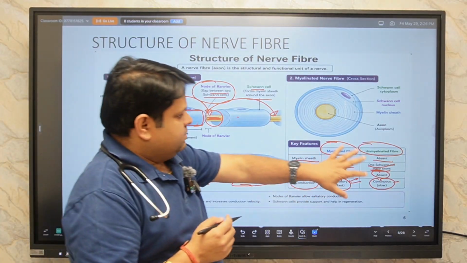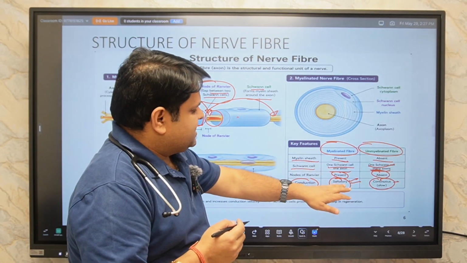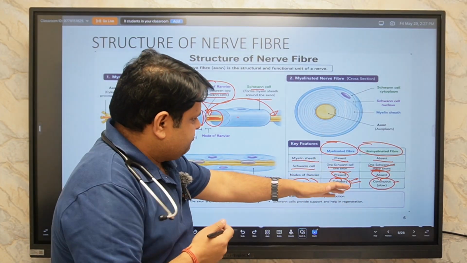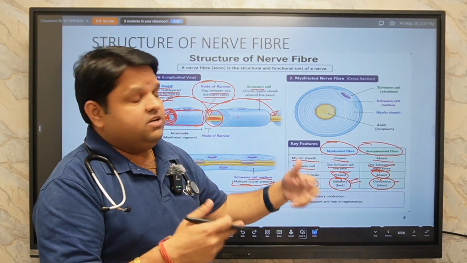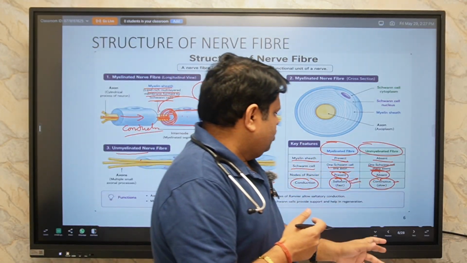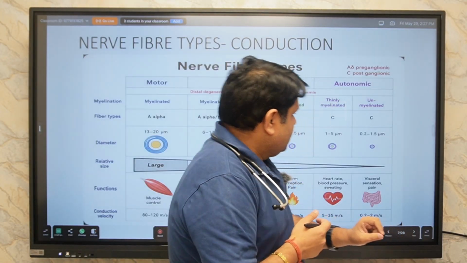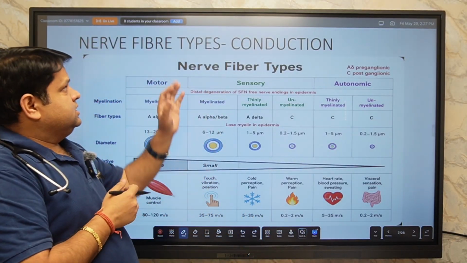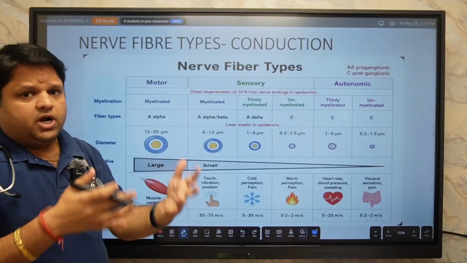This is also sometimes an MCQ: saltatory conduction is seen in which type of nerve fiber, or node of Ranvier is seen in which type of nerve fiber, myelinated or unmyelinated. Now after this, we have discussed the nerve fiber and the conduction.